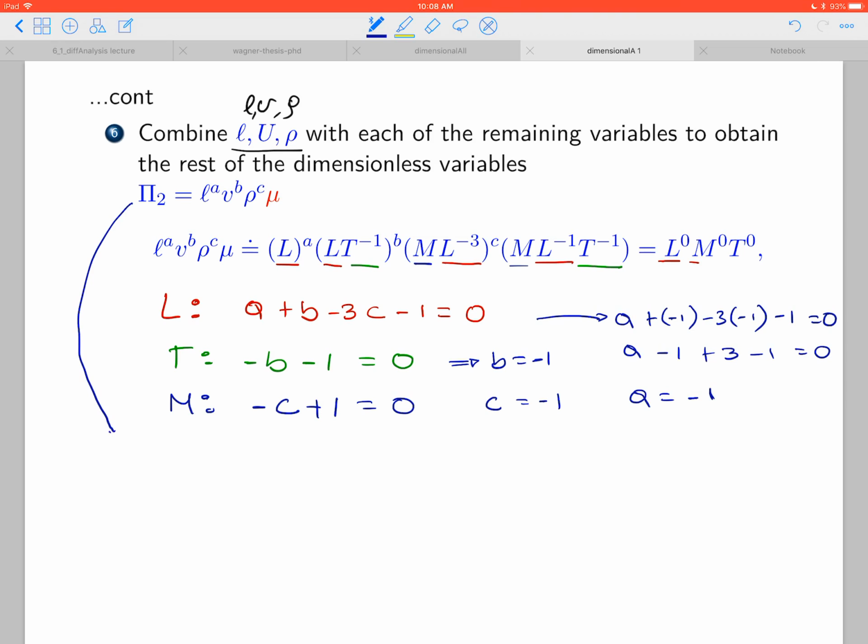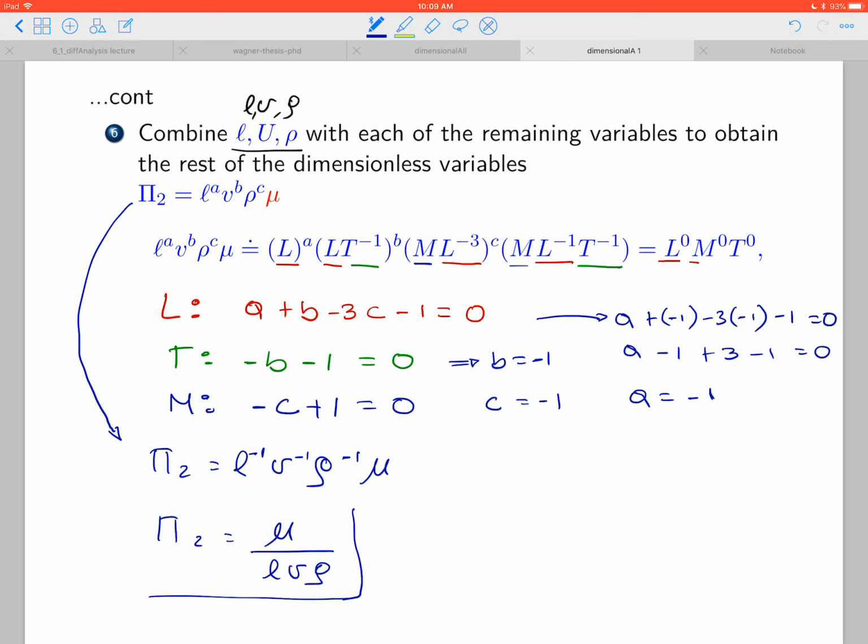So our expression pi 2 is going to be equal to L to the negative 1, velocity to the negative 1, density to the c, which is negative 1, multiplied by mu. Otherwise, pi 2 is equal to mu divided by L, V, and rho. So this is our second pi expression. And this is actually, in fact, 1 over Reynolds. So if we look at the definition of Reynolds, this is 1 over Reynolds. But no one works with 1 over Reynolds. So we can just modify it and say, okay, our new variable is just Reynolds.